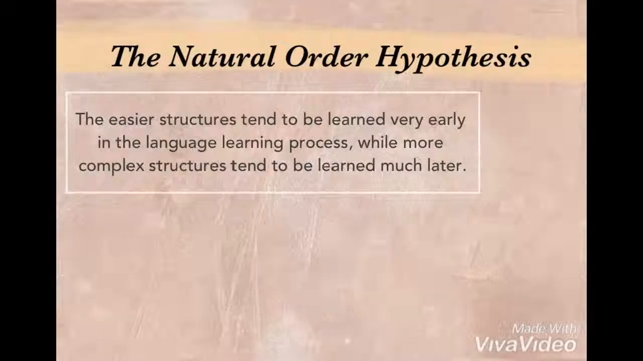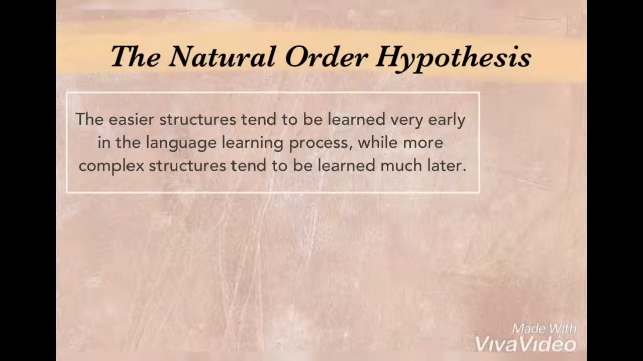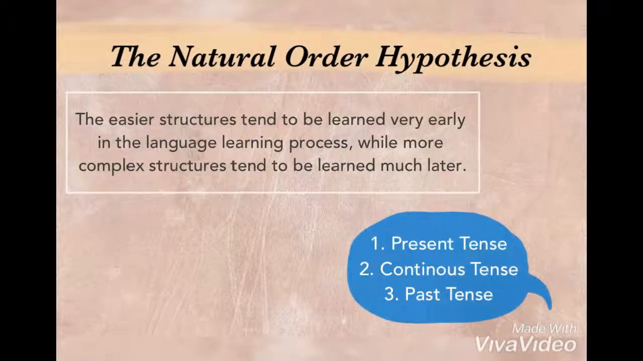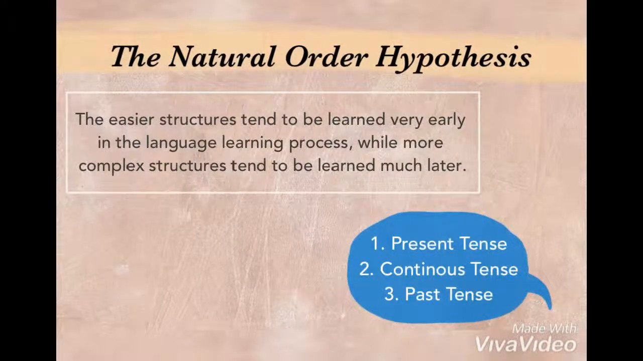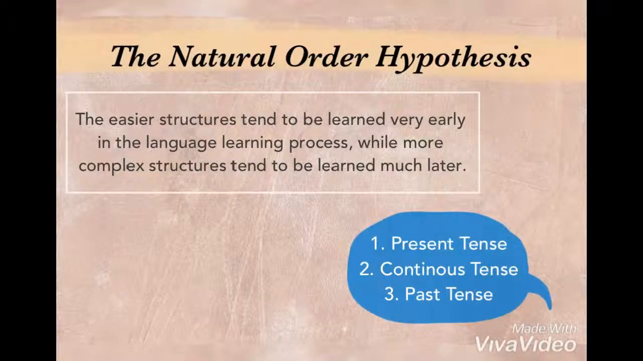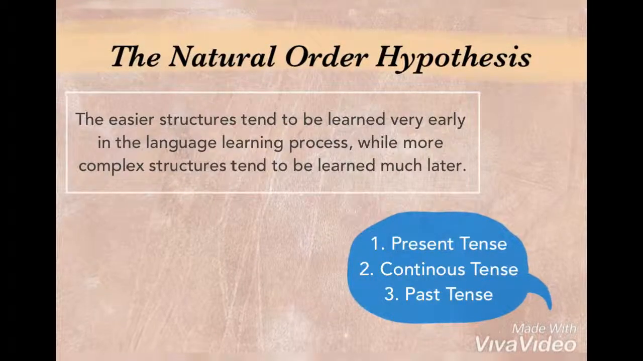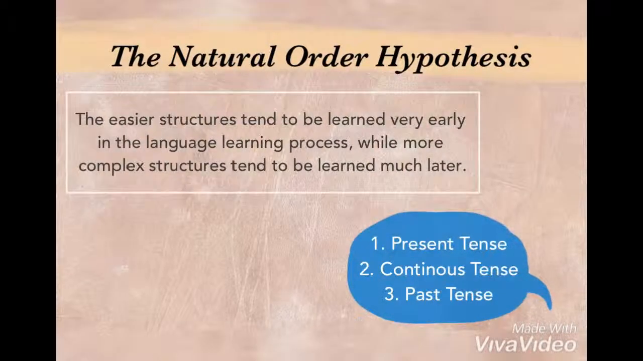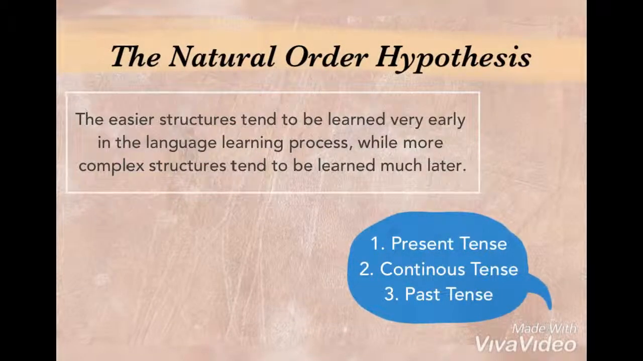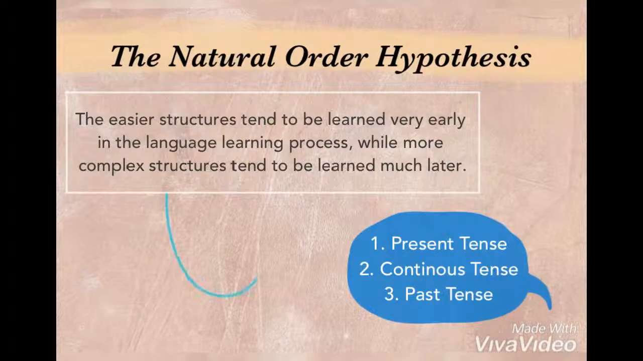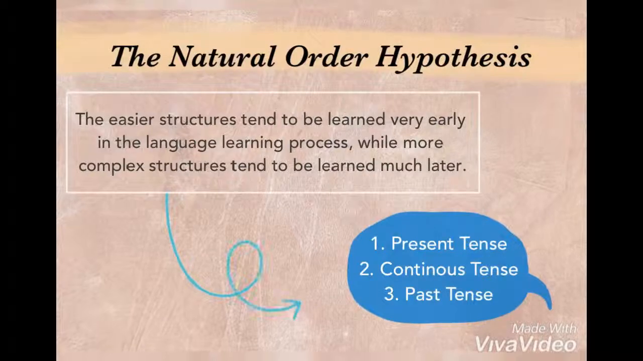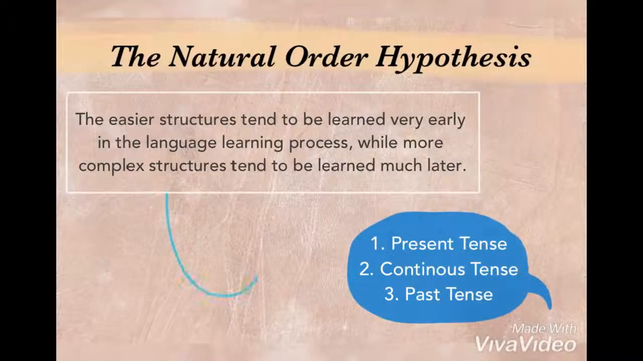The third is the natural order hypothesis. This hypothesis states that language or linguistic structures tend to be learned naturally in a relatively predictable order. So, some structures tend to be learned very early in the language learning process, while other more complex or difficult structures tend to be learned much later in the overall language learning process. For example, present tense will be learned by most language students much earlier than continuous and past tense.